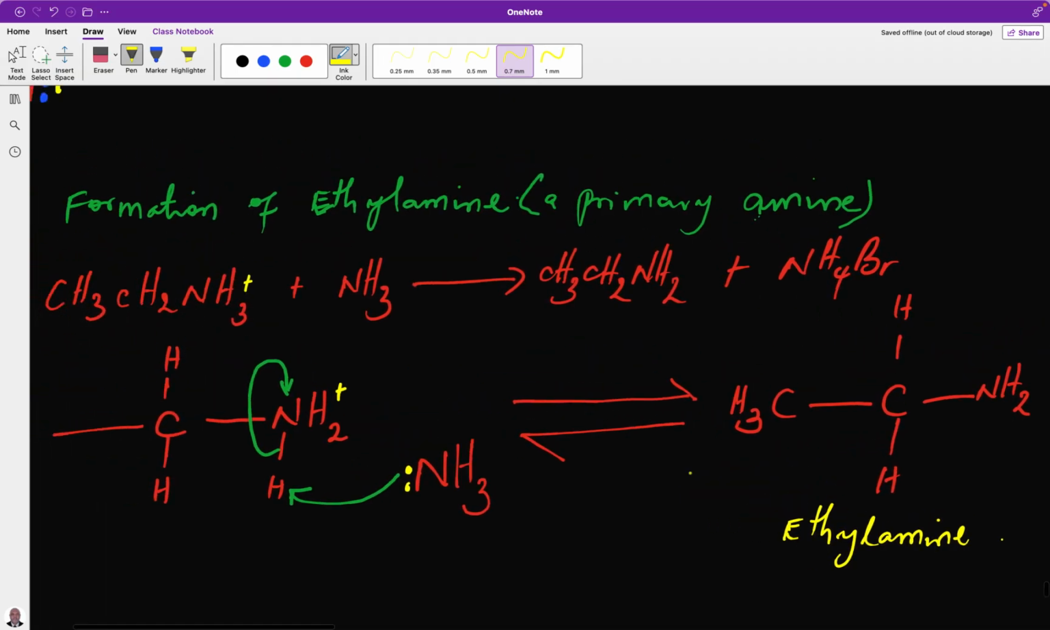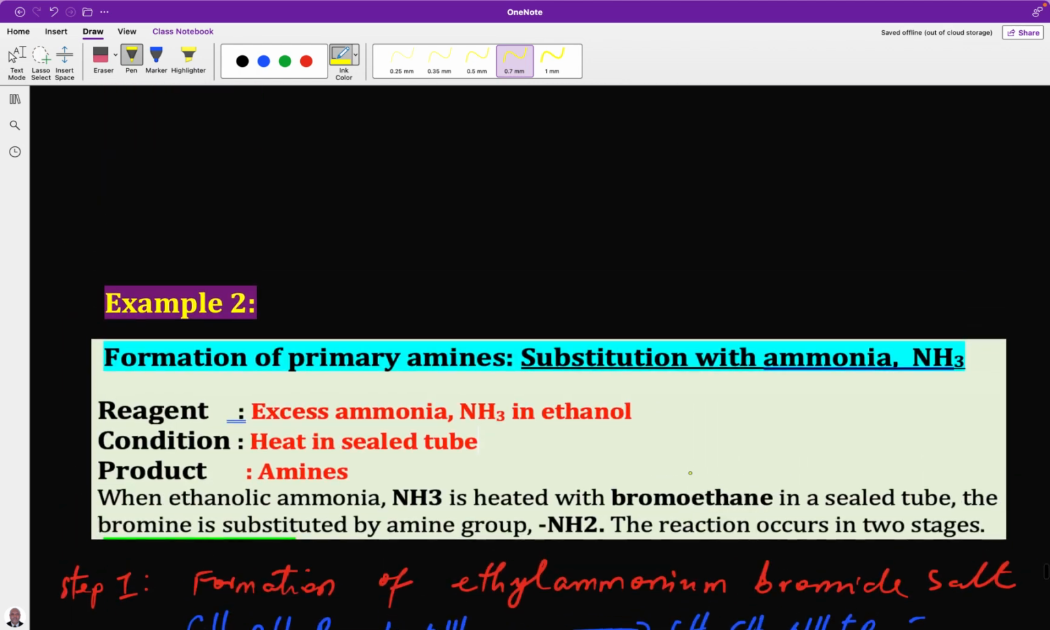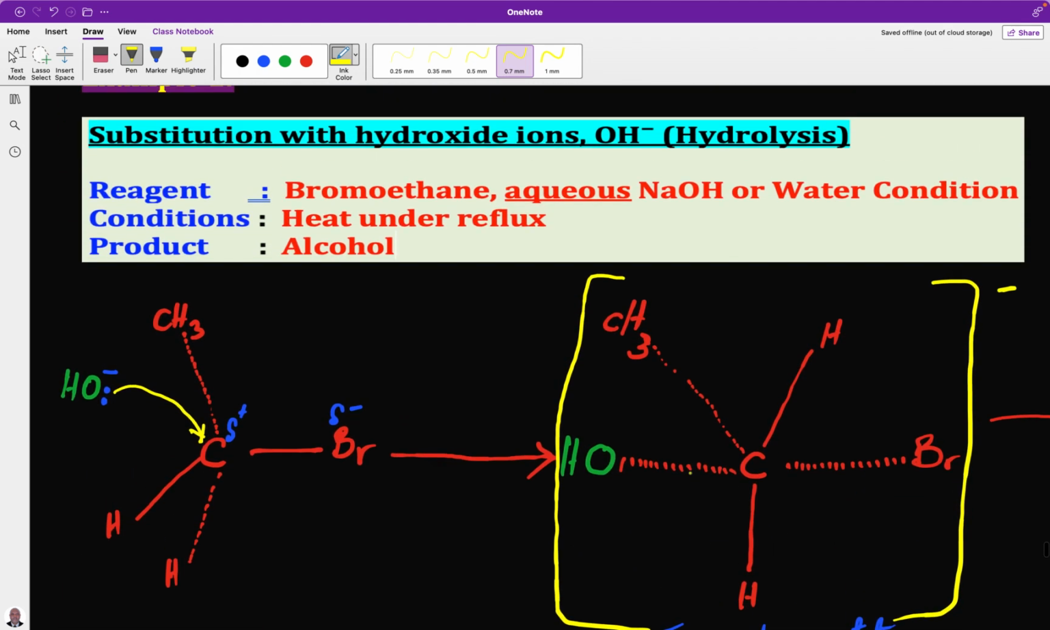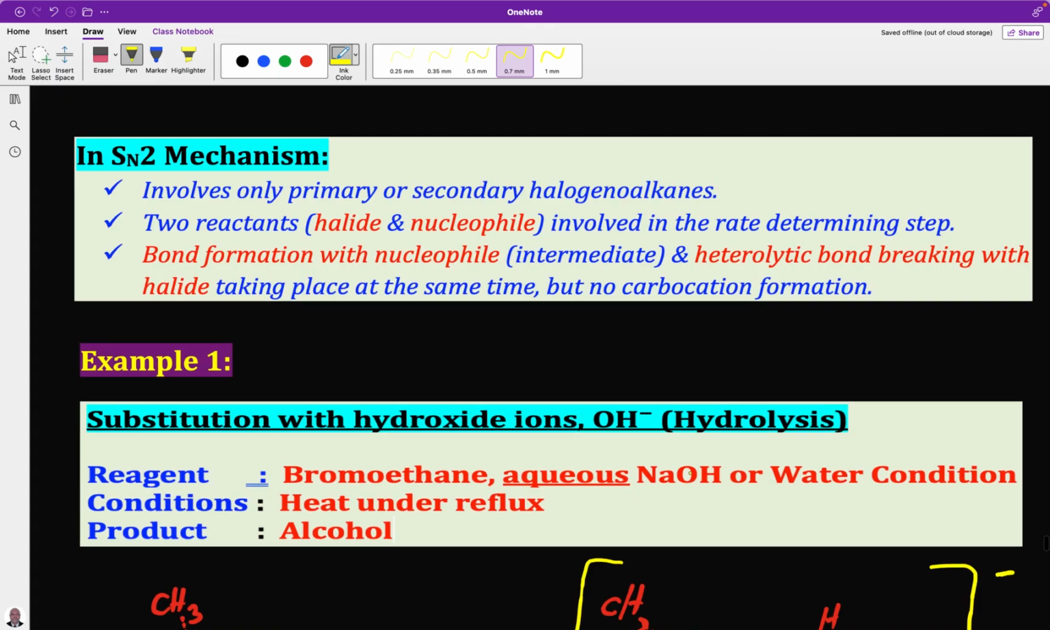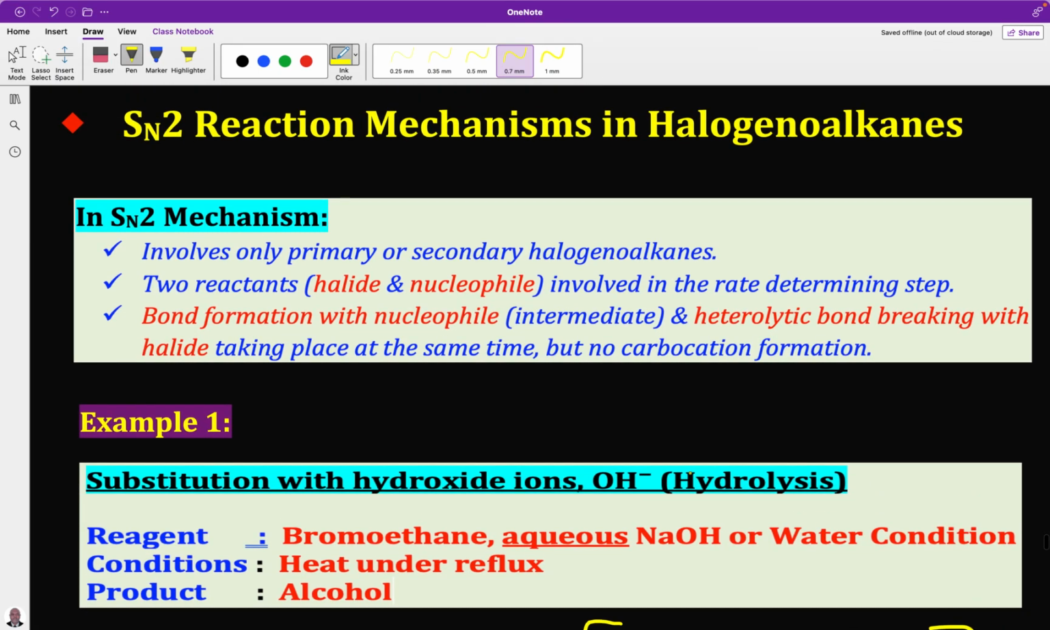A recap of our SN2 mechanism. I said the SN2 mechanism in halogenoalkane involves what? It involves the primary or the secondary halogenoalkane. Only them can undergo SN2. So in SN2 again, I said it is nucleophilic substitution bimolecular. Why? Two reacting species are involved in the rate determining step.